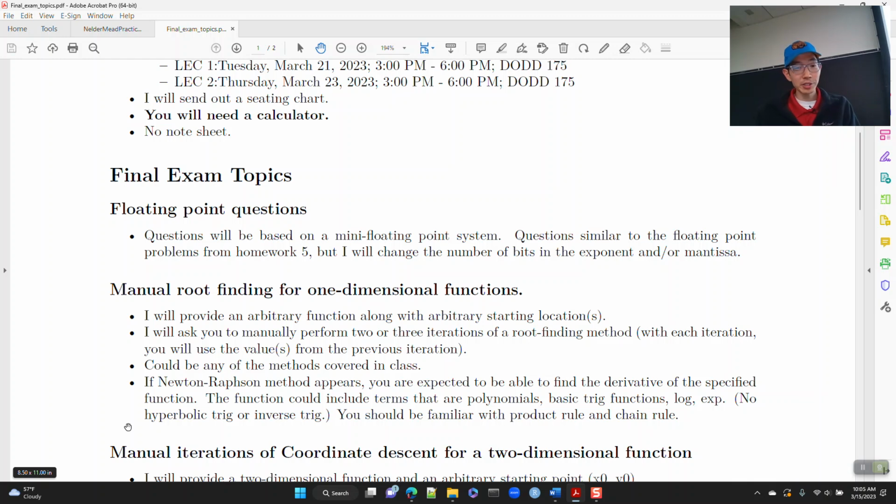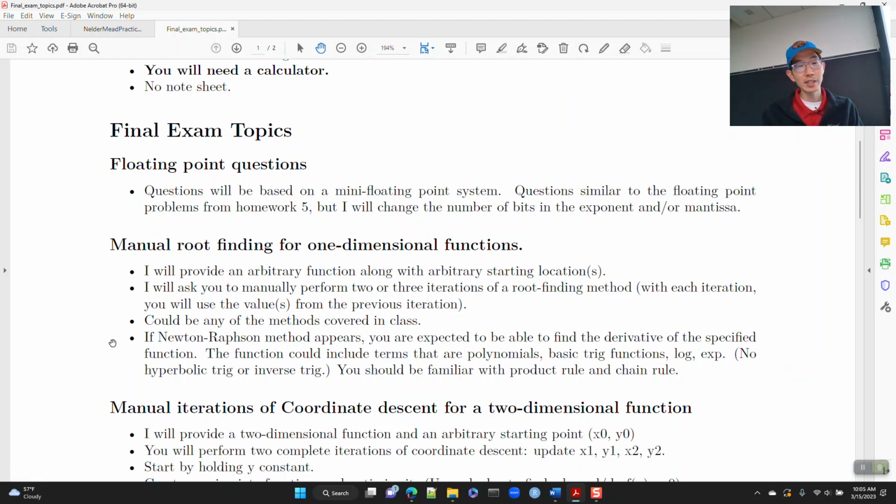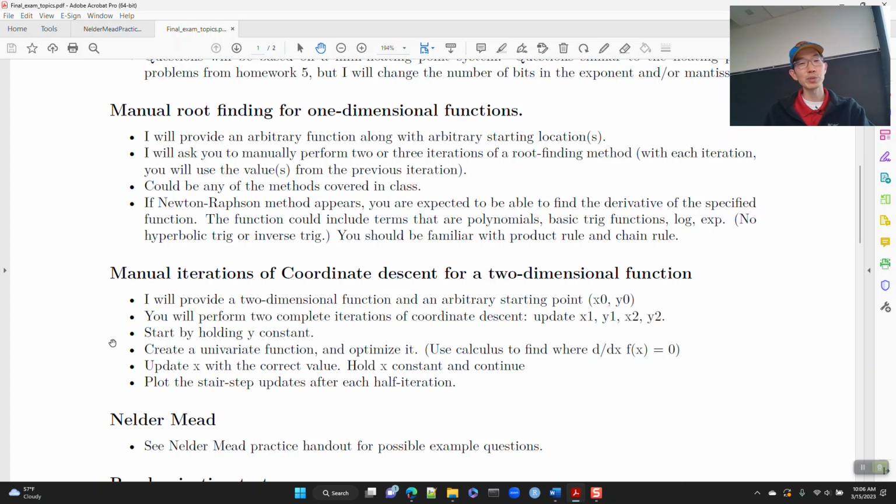All right, another question will be manual root finding for some kind of one-dimensional function. I'll provide some kind of arbitrary function, and depending on the algorithm, I'll give you 1 or 2 starting locations. So secant method, you need 2 starting locations. For bisection, you have 2 endpoints, and the other ones you have 1 starting location. And then I'll ask you to manually perform 2 or 3 iterations of some root finding method, okay?